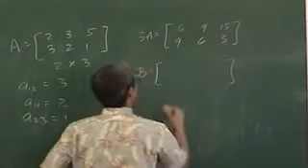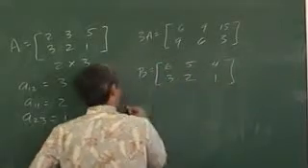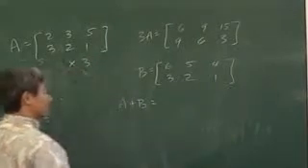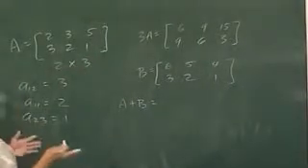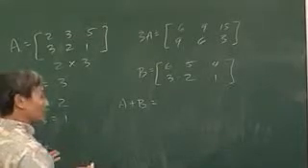Okay, let's say matrix B is 6, 5, 4, 3, 2, 1. Now, what if I were to ask you, what is matrix A plus matrix B? Well, first of all, in order to add two matrices together, they have to have the same dimensions, and do they? Yes, they're both 2 by 3.